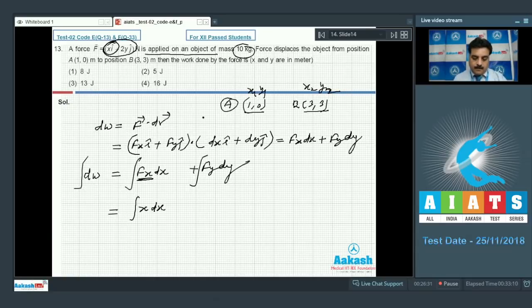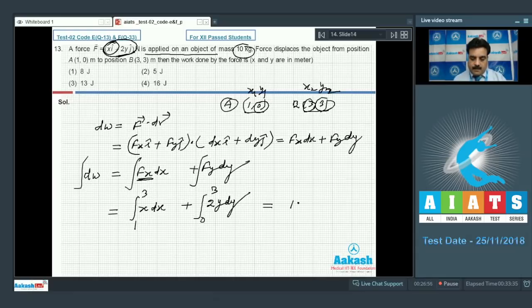So I need x1, that is 1. I need x2, that is 3. And similarly for y, the component of force along y is 2 j cap, so you will write here 2 dy. I need y1 and y2. y1 is 0, y2 is 3. So limits are 0 up to 3. So when you integrate, it will become very easy.